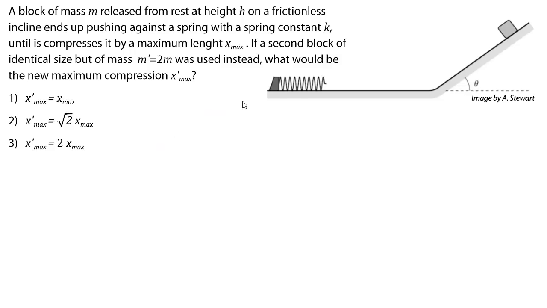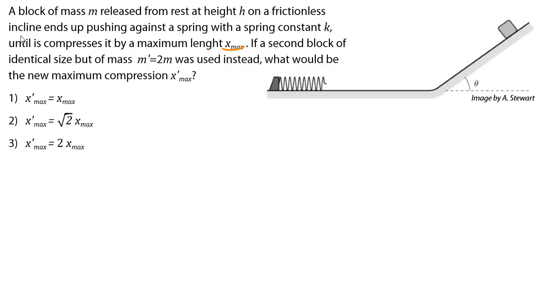Today we'll look at a problem that involves a spring and a block. So let's first start by reading the question together. A block of mass m, released from rest at height h on a frictionless incline, ends up pushing against a spring with a spring constant k until it compresses it by a maximum length x max.